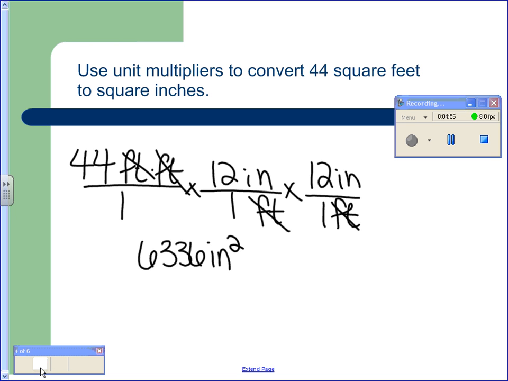So if we went from feet squared to inches squared, do you think we're going to go up? Like I have about 900 square feet in this room, I'd have a lot more square inches. Does that make sense? See how that works? Any questions on these?